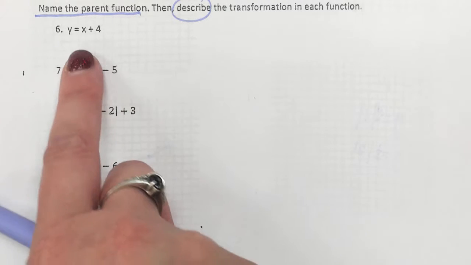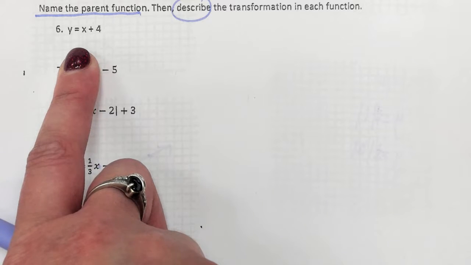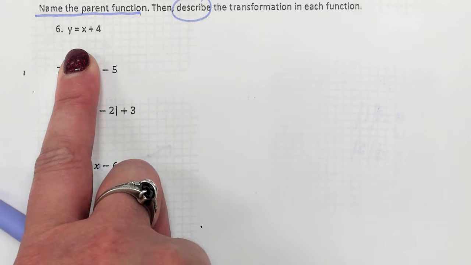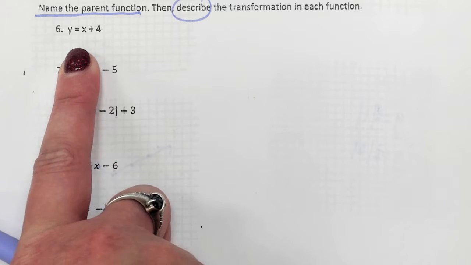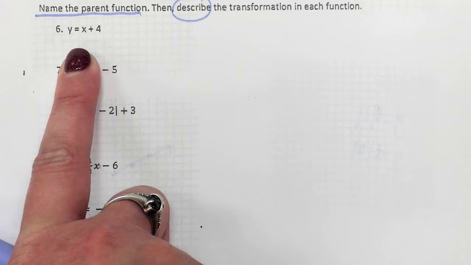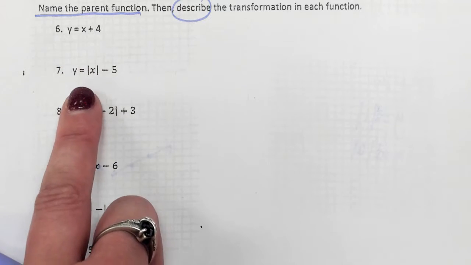All right, what about number 6? Now look, listen, I'm not going to write all these, so listen up real quick. What's the parent graph of number 6? The identity or the linear? What happened to it? Up 4. Y'all okay? Anybody lost? All right, what about number 7?